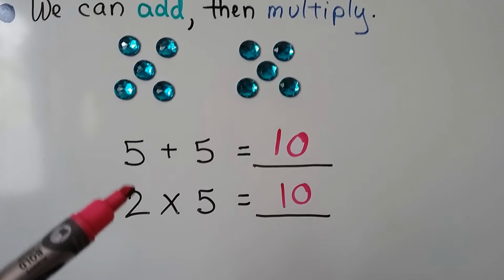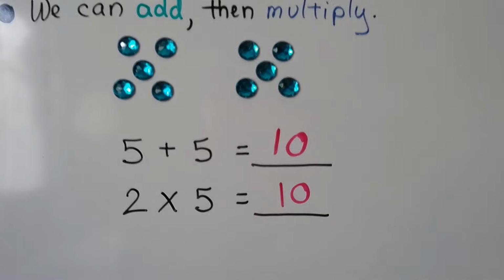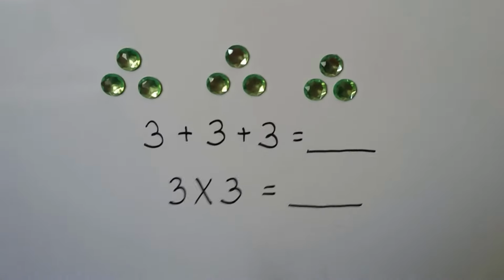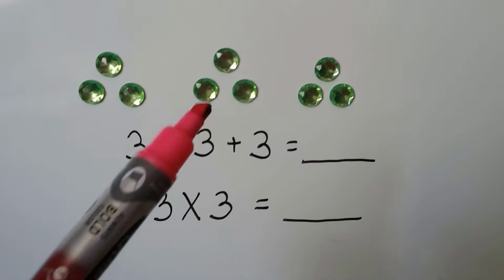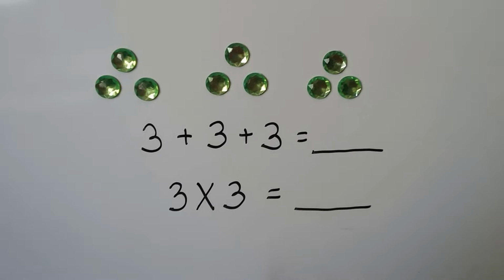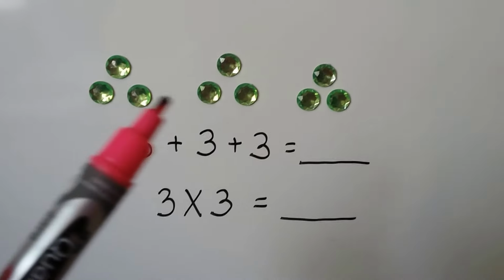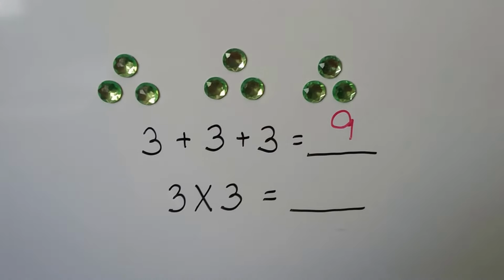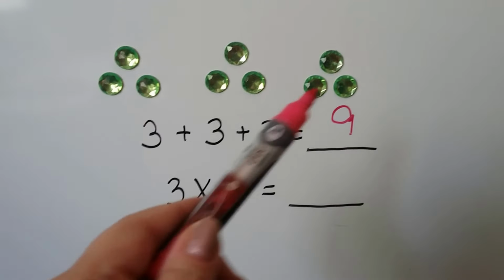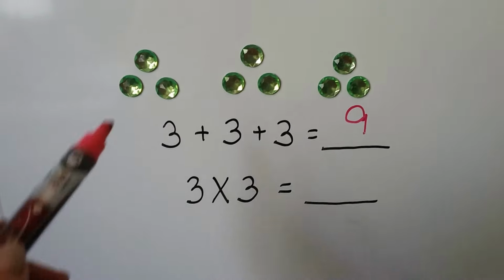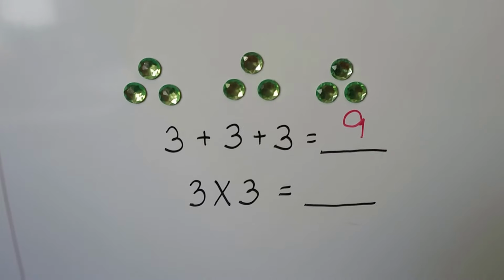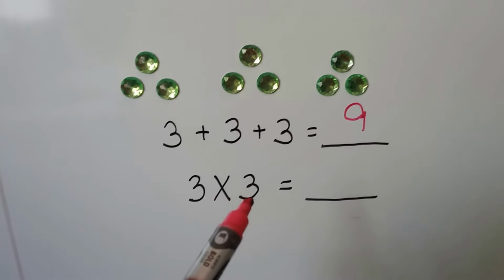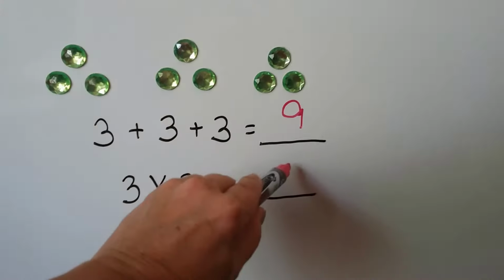See how we can do addition or multiplication and get the same answer? It's just how many are in the group. See, we have 2 groups. Let's try it again. Here we have these pretty green gems. We have 3 plus 3 plus 3. And if we add 3 plus 3 plus 3, we have 3, 4, 5, 6, 7, 8, 9. And we can multiply 3 groups of 3 in each group. We have 3 groups, that's this number, times how many are in each group. There's 3 of them. And 3 times 3 is 9.